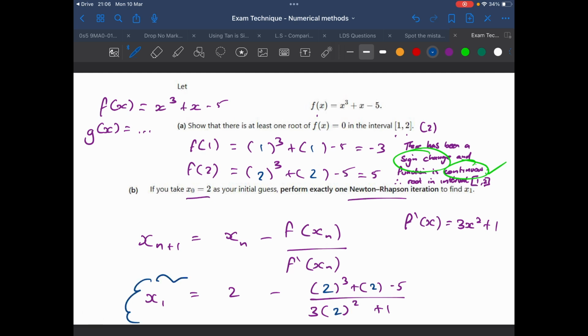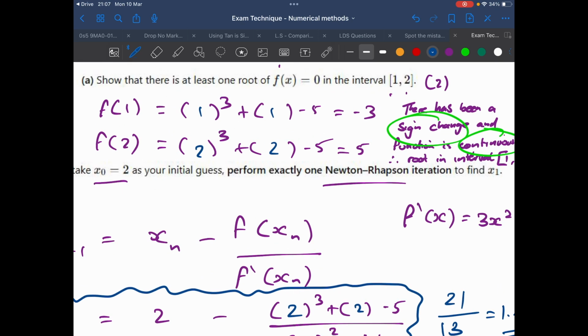So this would be the working out that we are looking for. I've generated this question, but they'll often ask you to give this to say 2 or 3 decimal places. Anyway, let's just work this one out. So 2 minus 5 over 3 brackets 2 squared plus 1. Okay, so I get 21 over 13, which is equal to 1.615. So I'll go with 3 decimal places. So that's how we would perform the method.